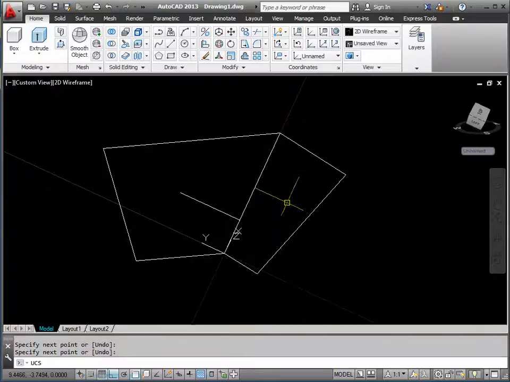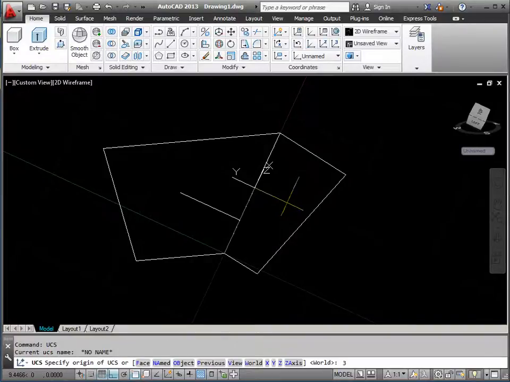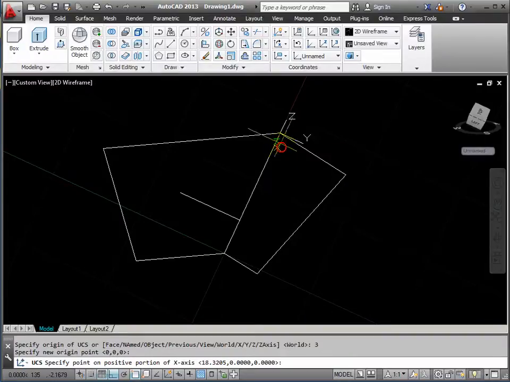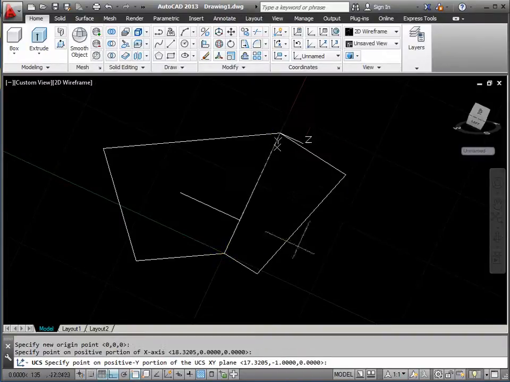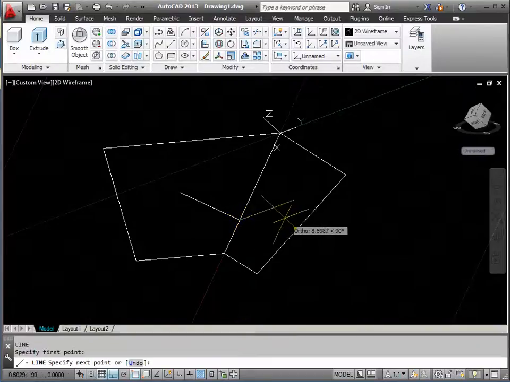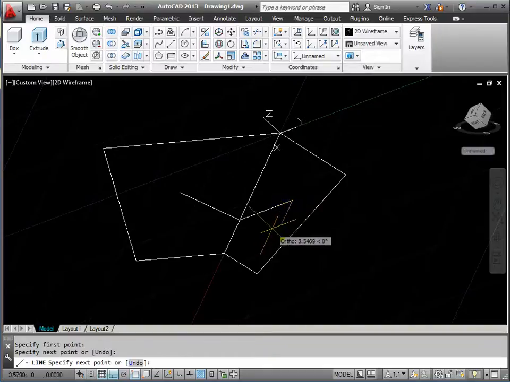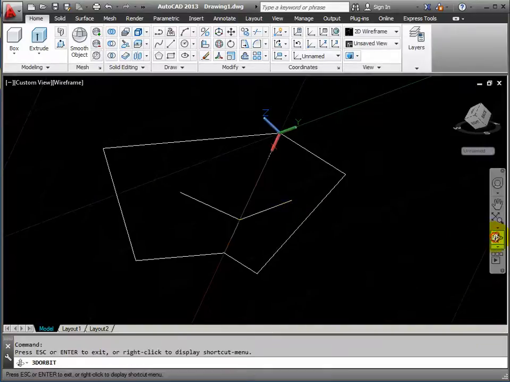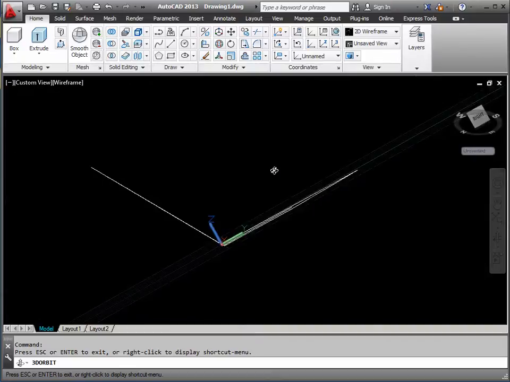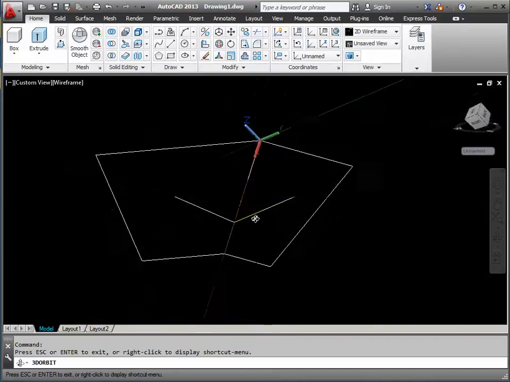UCS, return, three, return, and this time I'm going to do it in the opposite direction. So my origin point here, X direction this way, Y direction from here. Then another line. I've got ortho on when I'm drawing these lines, so they run in the plane of the roof. Let's just twist that around so you can see that these lines are in the planes with their respective bit of roof. You see how that works?